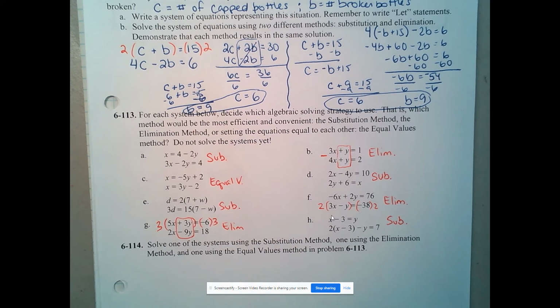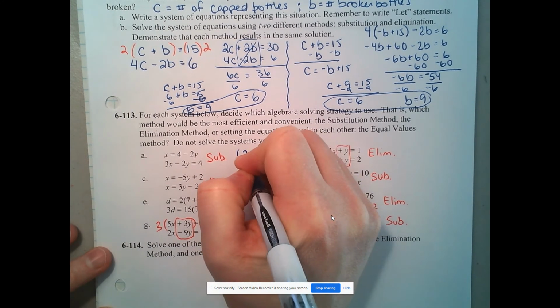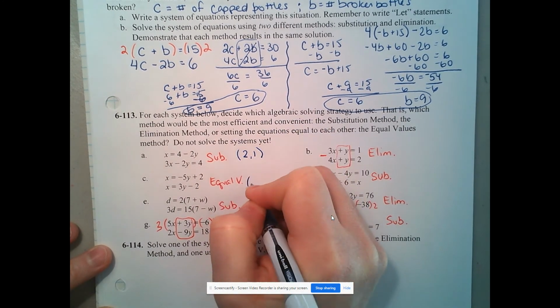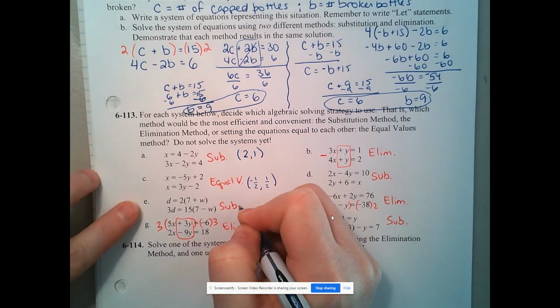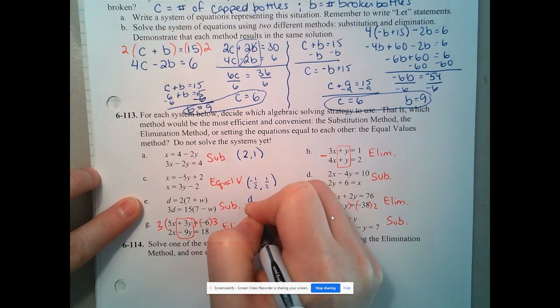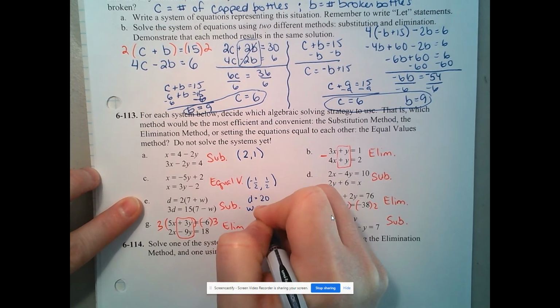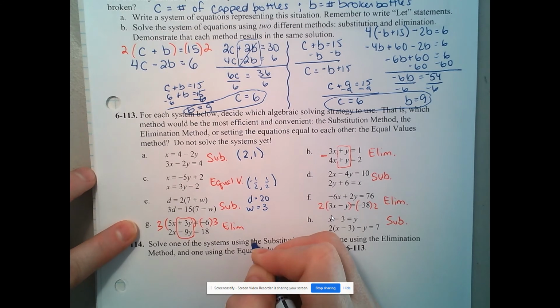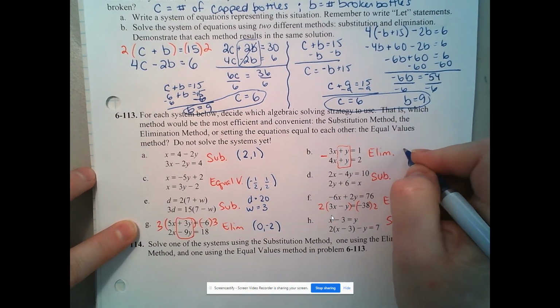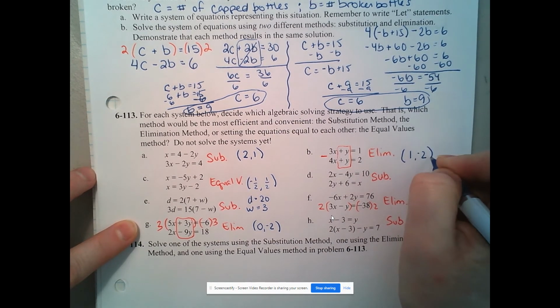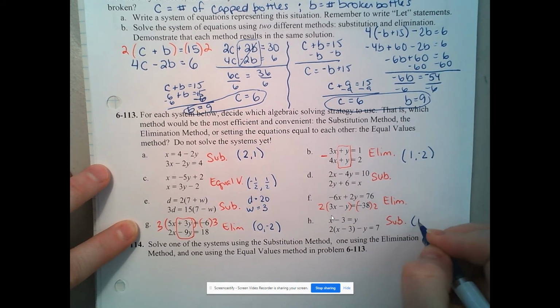So 6-114 says solve one of these systems using substitution, one using elimination, and one using equal values. What I will do is provide you with the solutions to one, negative 1/2, 1/2. Substitution on E, since it's not set for X and Y, we would say D equals 20 and W equals 3. And then G right below it, 0, negative 2. Up here at the top for B, elimination is 1, negative 2. And then for H, substitution, it is 10, 7.